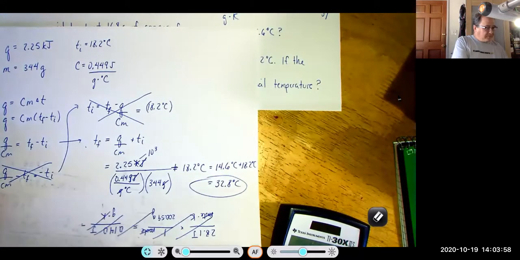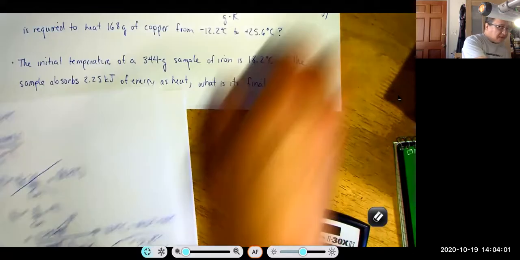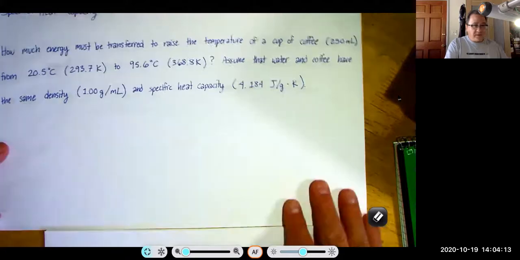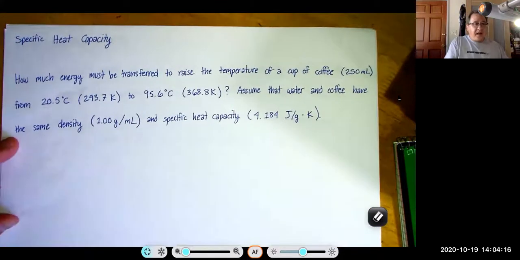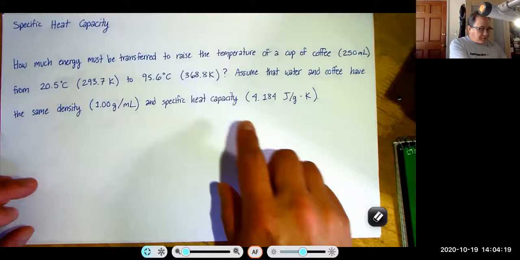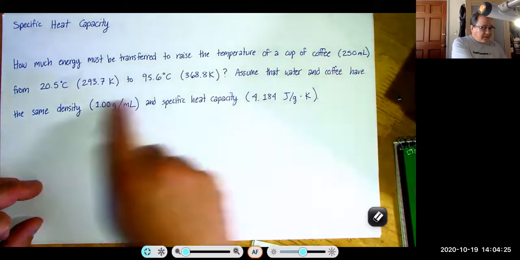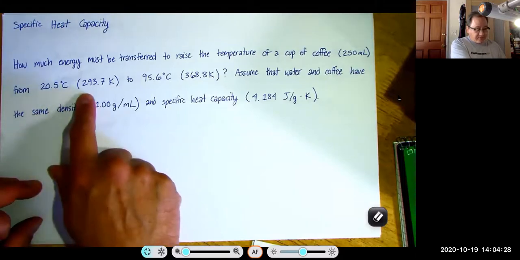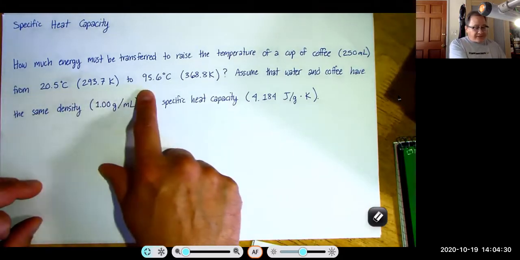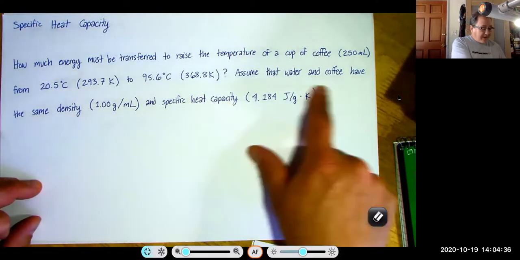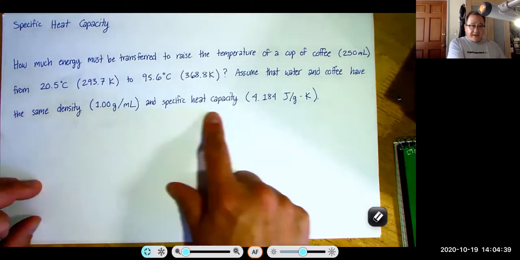All right, so moving on. We have a lot of problems to cover here. I want to go over a lot of examples for you to look at. So here's another example. How much energy must be transferred to raise the temperature of a cup of coffee, 250 milliliters, from 20.5 degrees Celsius, 293.7 K, to 96.5 degrees Celsius, 368.8 K. Assume that water and coffee have the same density and specific heat capacity.